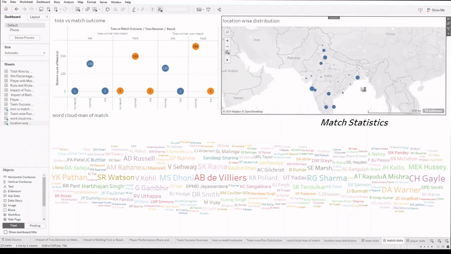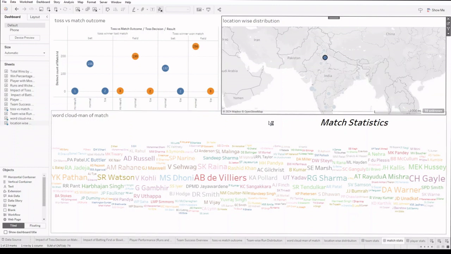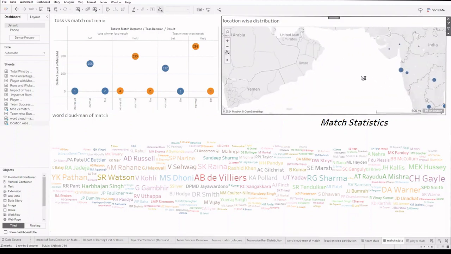So if we see here overall, Mumbai has the highest number of matches played in it. After that, sorry, Kolkata takes the second place. Delhi takes the third place, and so on and so forth. Actually, rather than doing it using maps, we can do it with another plot also, but that doesn't give the location-wise distribution. So that's why I took maps.